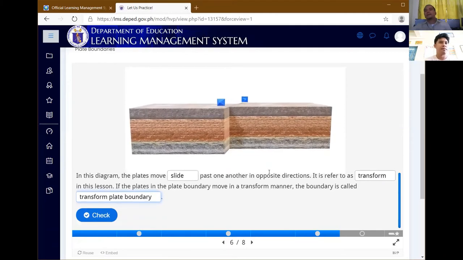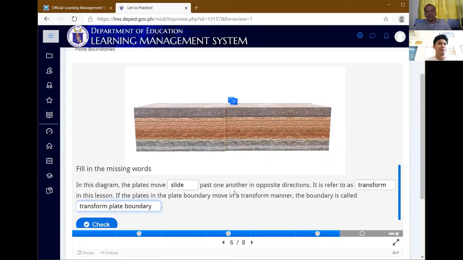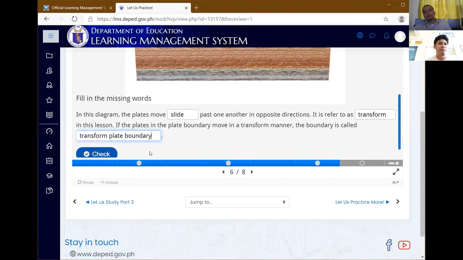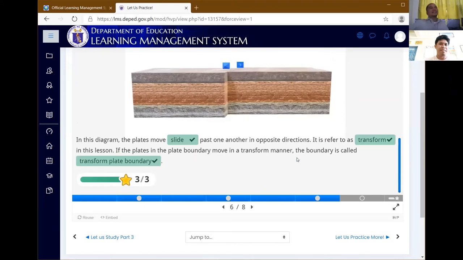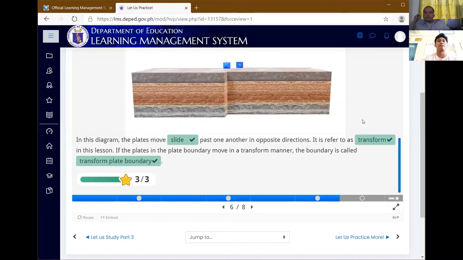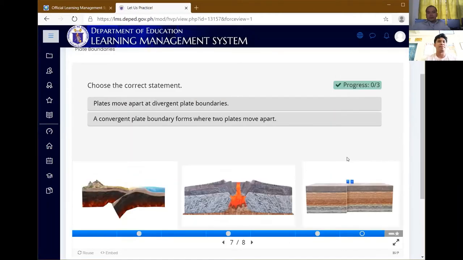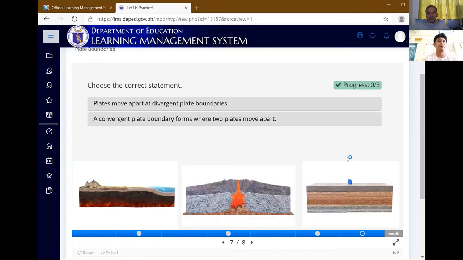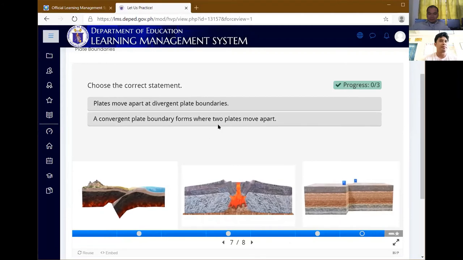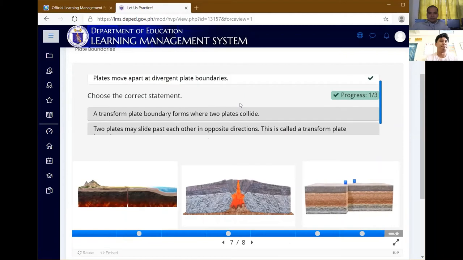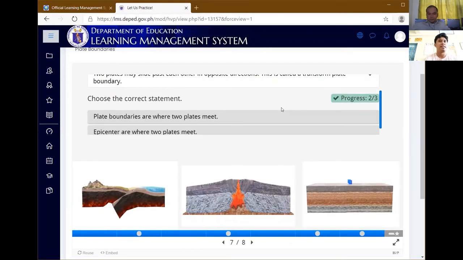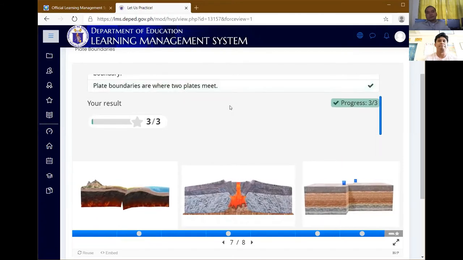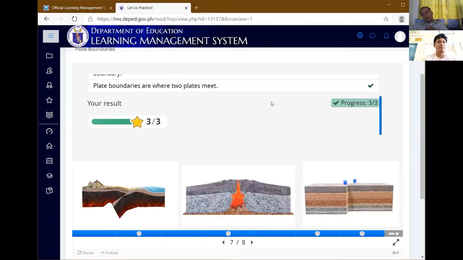Are you sure of your answer? Yes, sir. Sure. Okay, very good. Let's try to see if it's correct. Wow, amazing. Okay, you can proceed to the next slide. So choose the correct statement. Plates move apart at divergent plate boundaries. Correct. Next. Wow, perfect. Okay, you can click the summary now.